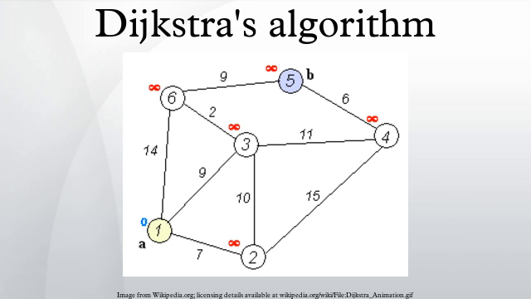Fredman, Michael Lawrence; Tarjan, Robert E. Fibonacci heaps and their uses in improved network optimization algorithms. Journal of the Association for Computing Machinery 34, 596-615. Zhan, F. Benjamin; Noon, Charles E. Shortest Path Algorithms: An Evaluation Using Real Road Networks. Transportation Science 32, 65-73.